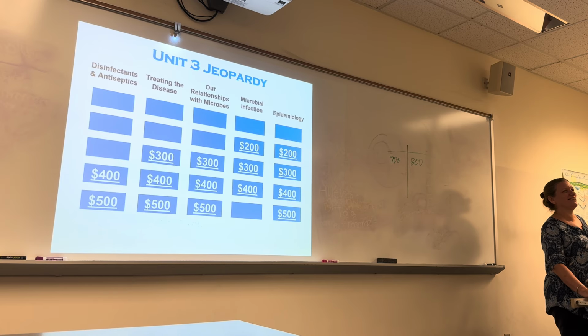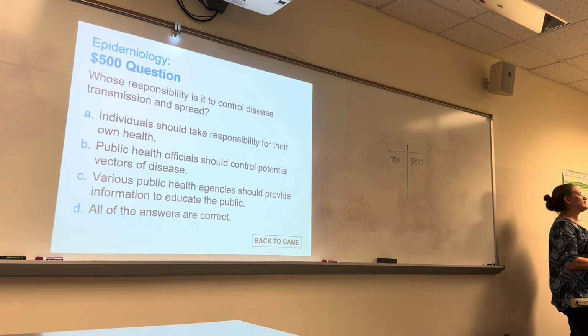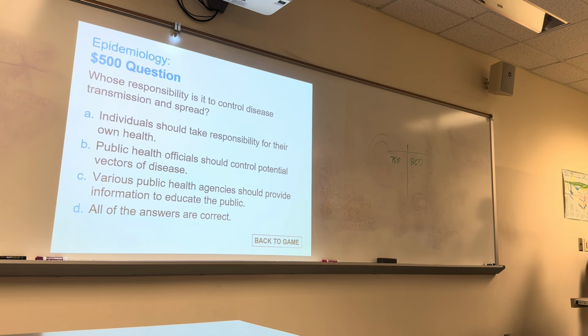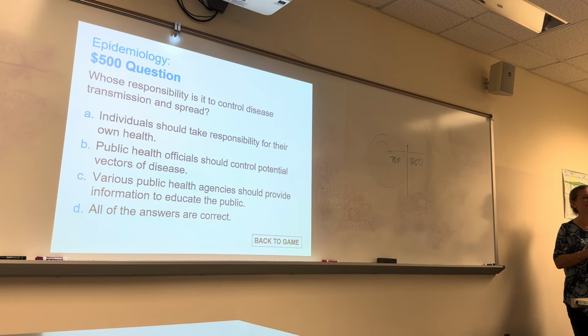Do 500. Risk it all. All right, epidemiology, 5. Whose responsibility is it to control disease transmission and spread? B. All of it. That is correct.